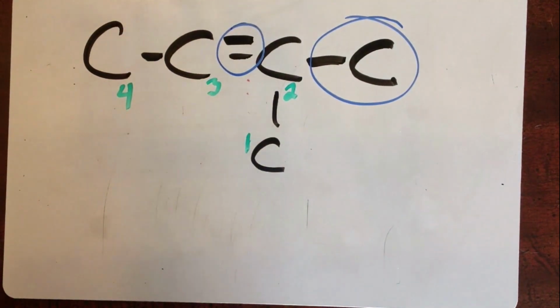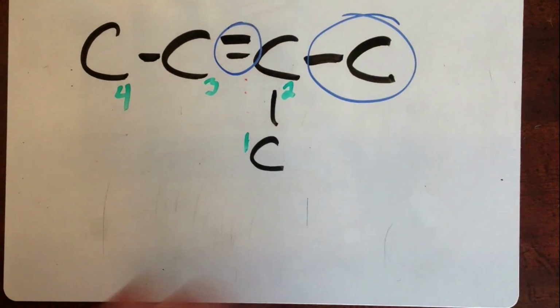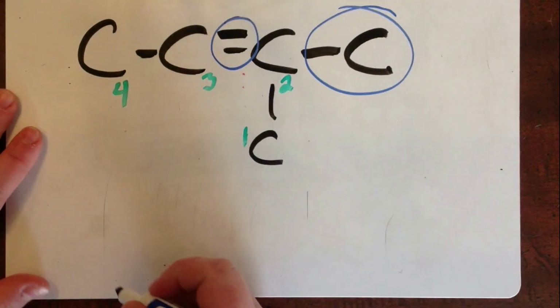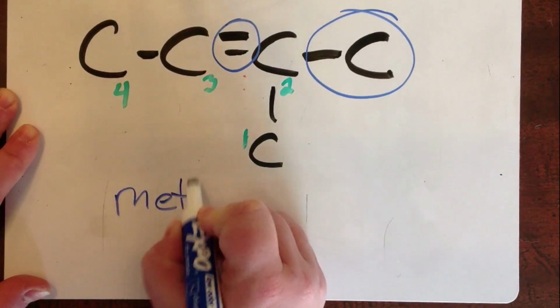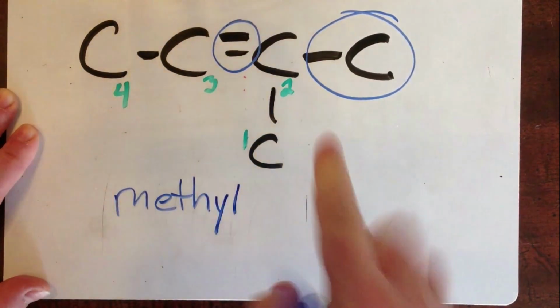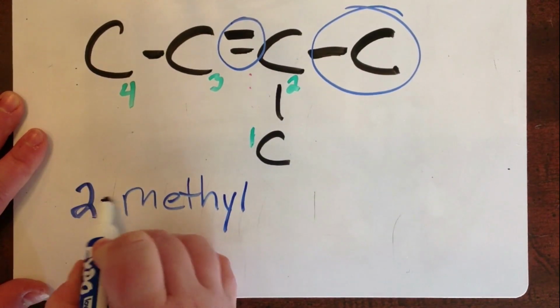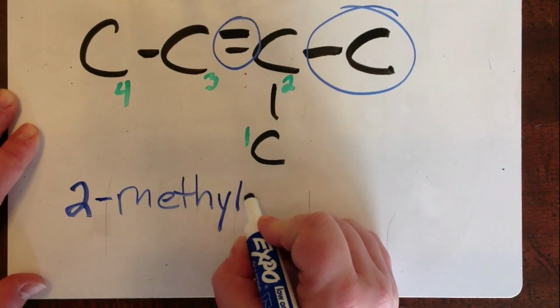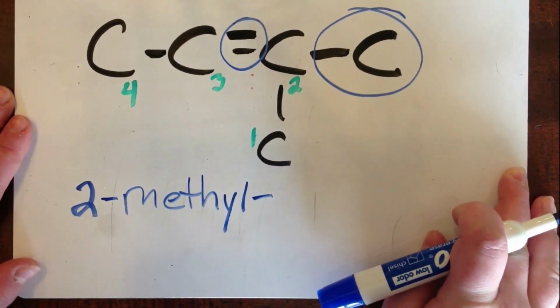So again, I need to name the branches first. There's 1 carbon in this branch. The prefix for 1 carbon is meth, so this is a methyl group. And it's coming off of carbon number 2. So 2-methyl, dash. So again, numbers are separated from words by dashes.